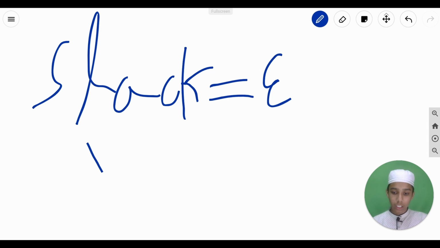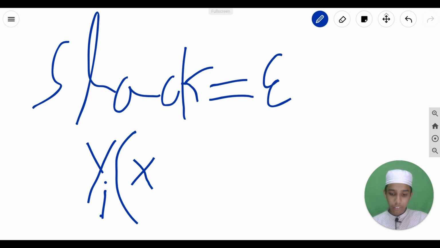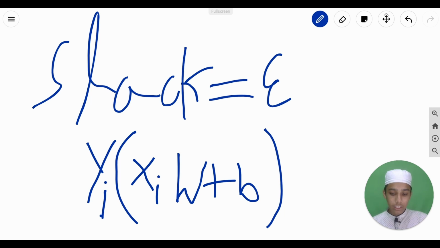Let's type something like y, and then I'm going to give here a dot. Let's type in something like this: y sub i, and then in the brackets x sub i, and then I'm going to do this with the w, and I'm going to make it w plus b. Okay, now guys, as you can see here, we have y sub i times x sub i w plus b.